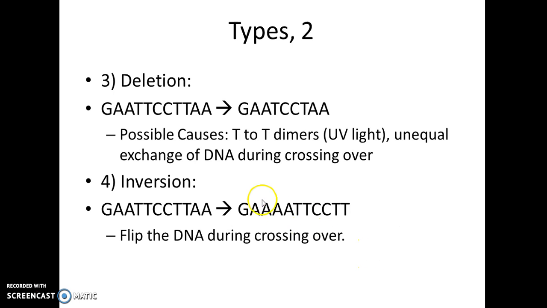Inversion is when we flip a section of DNA. So this section from the T's right there, from the A's here, where the T's are, is taken out and flipped around, right? And that can occur during crossing over. Man, this crossing over sounds like a real drag. No, it isn't. It provides us a lot of variation, which is good.